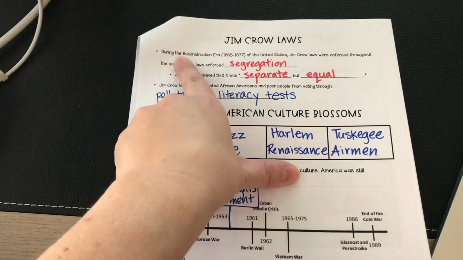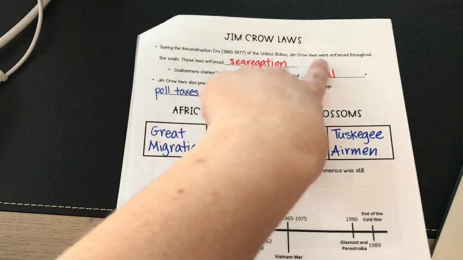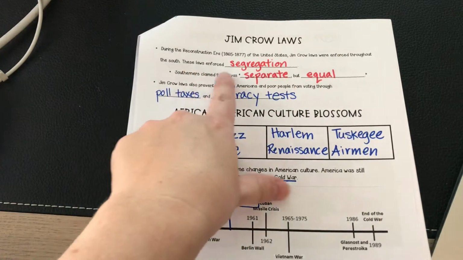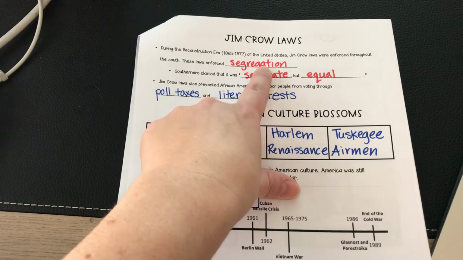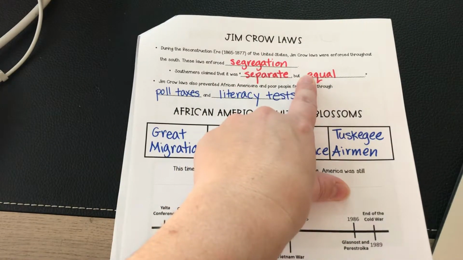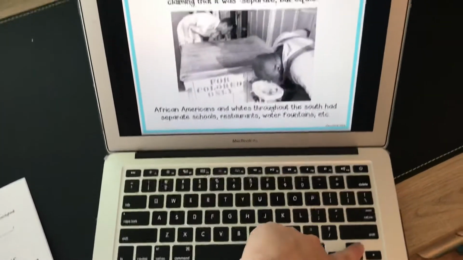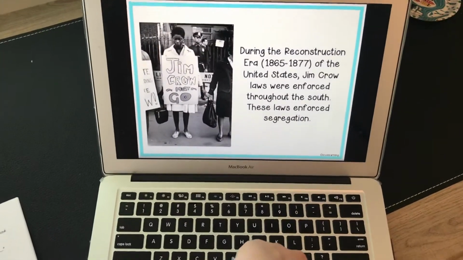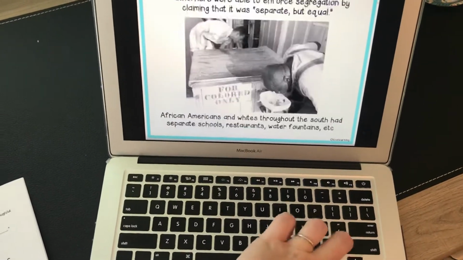So as we wrote here, it says during the Reconstruction era, Jim Crow laws were enforced throughout the South. Laws enforced segregation, to be separate. Southerners claimed that it was separate but equal, but we know now this is not true. So we'll go through our PowerPoint here. Oops, that was back. There we go.